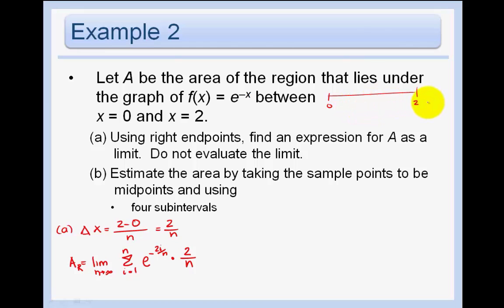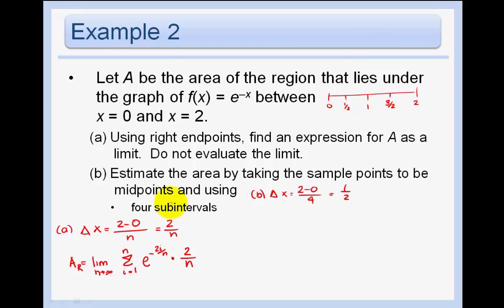So then part B, estimate the area by taking the sample points to be midpoints and using 4 subintervals. So now let me draw on this one. So I need to split this into 4 different things, right? So now I have something more concrete. I've got to split this into 4 different things. So that's going to be 1/2.